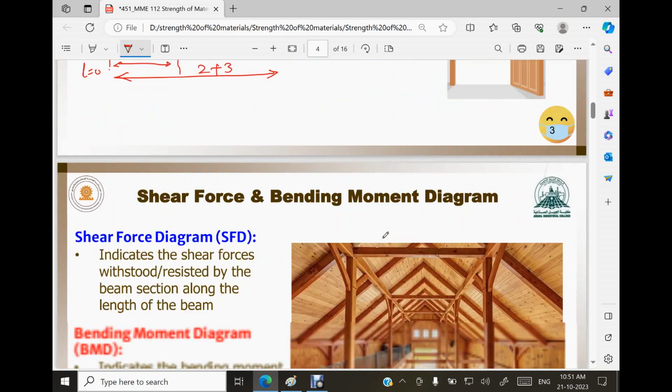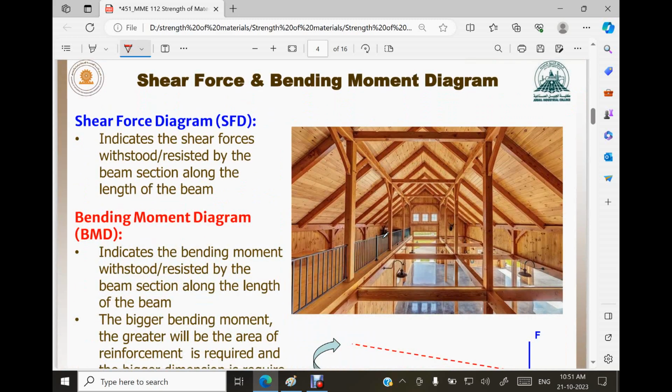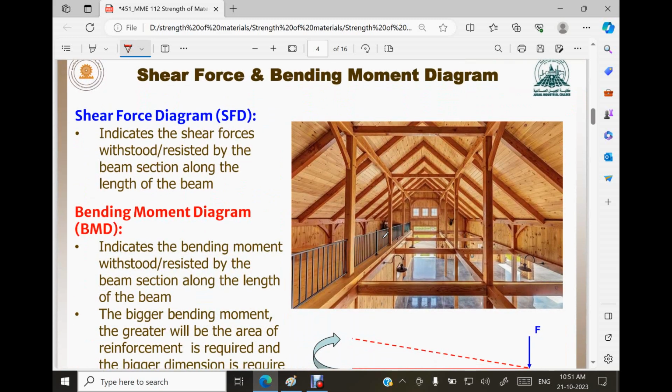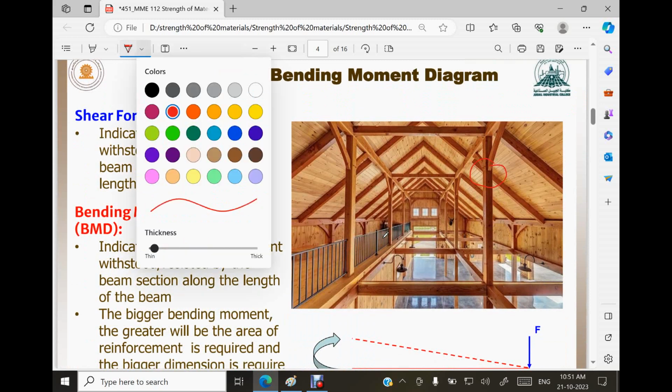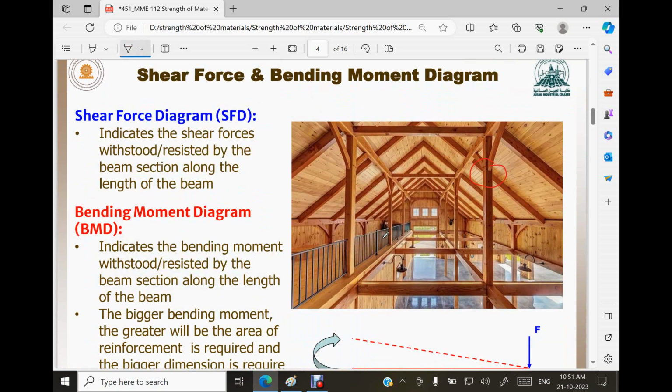Now let's go to the effect of shear forces. Now see here, you have a structure over here. So in this structure, there is a possibility that the structure can fail at this point. The structure can fail at this point. See, the material can shear off over here.